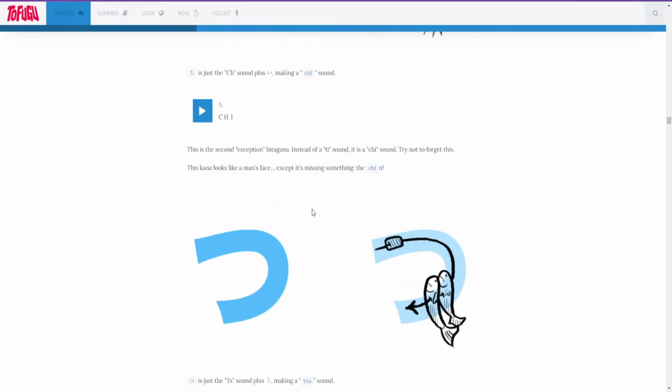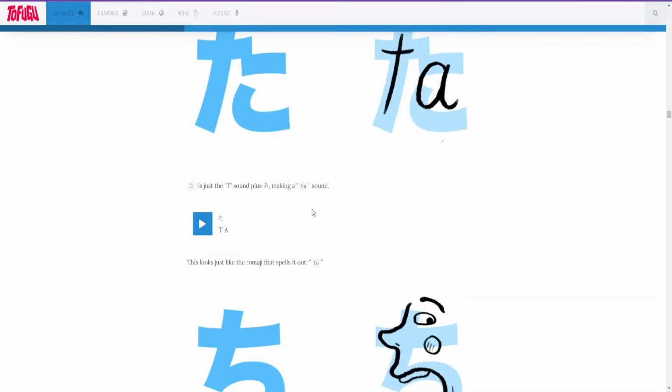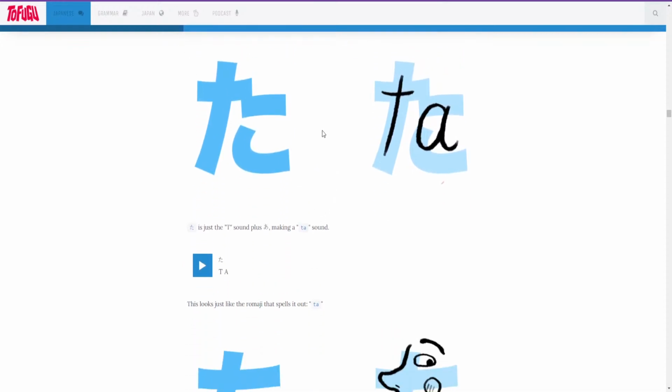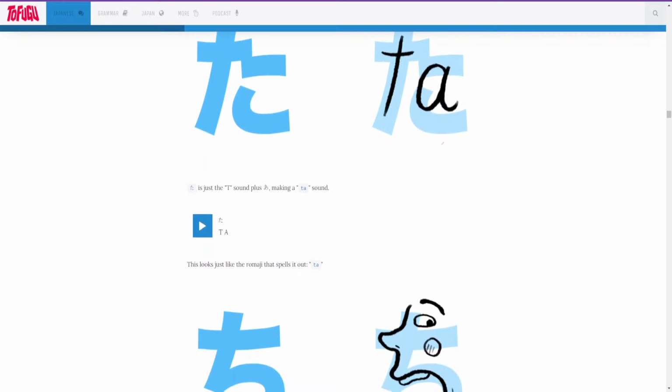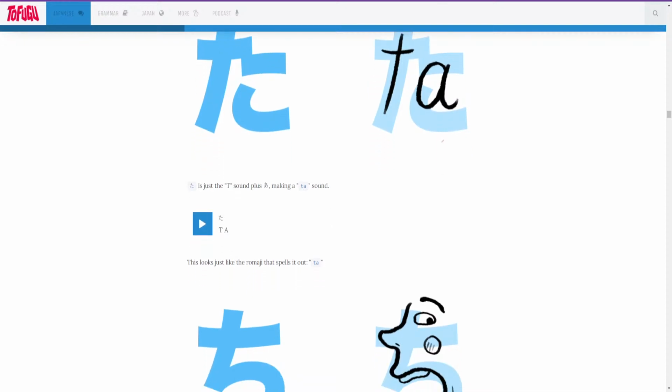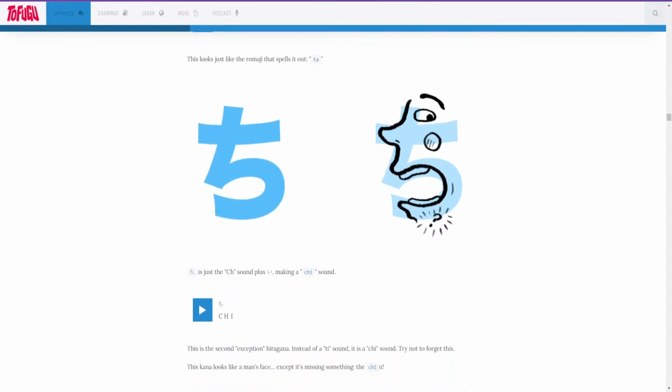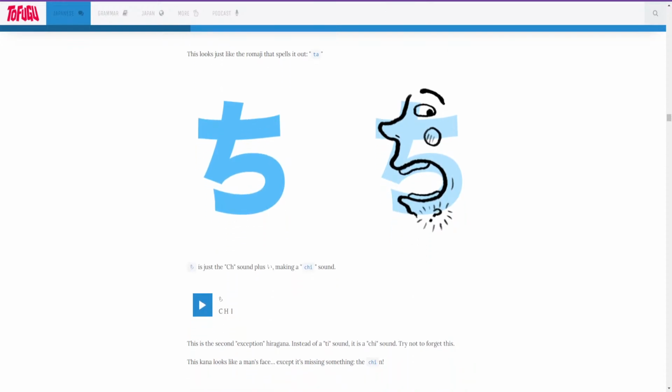Okay, I'll go over these one more time, and then we'll take a quiz on it, and then we'll move on to the na column. Ta looks like ta spelled out. This should probably be one of the easier ones, but ta. Okay. Next we have chi, which looks like a person's mouth open and they bit their cheek. Chi.